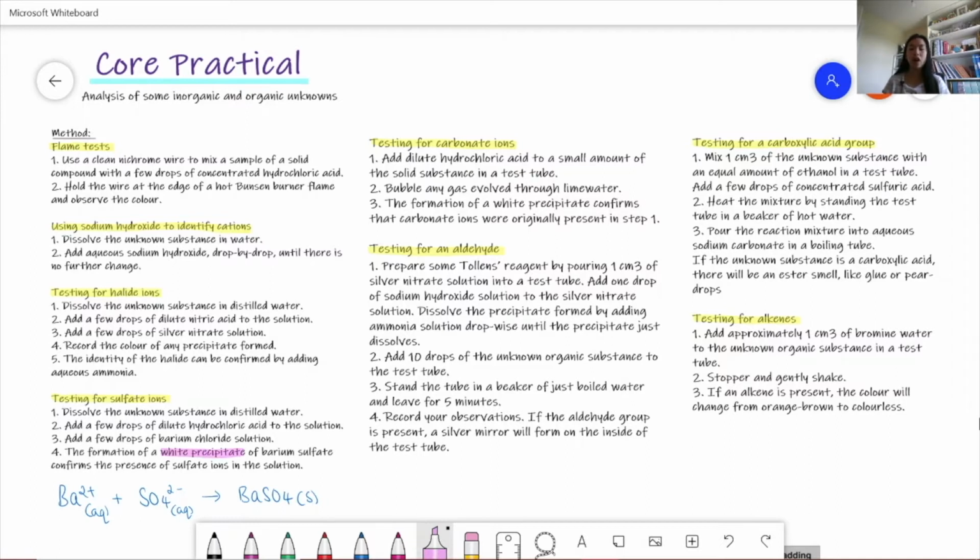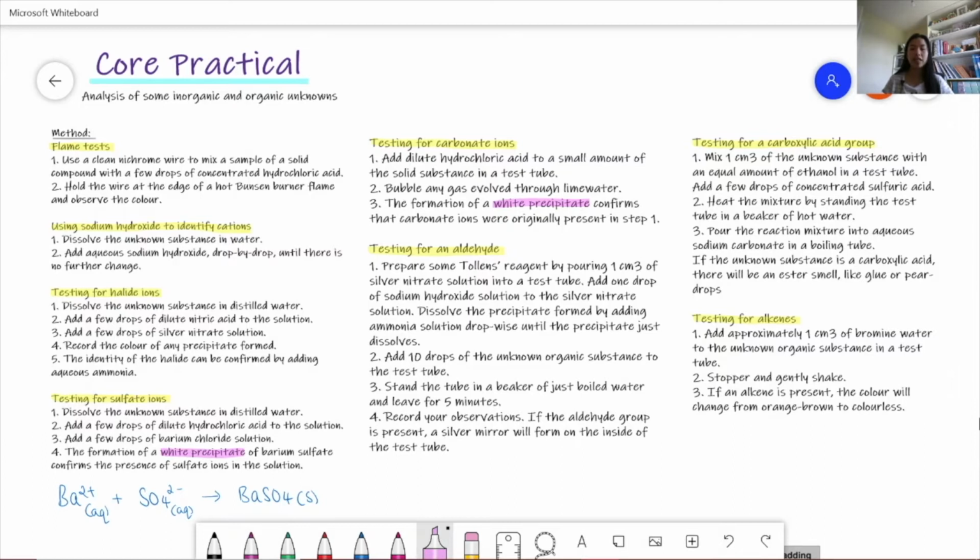And then for testing for carbonates, because we add some hydrochloric acid, whenever we add an acid with a carbonate, we can form carbon dioxide, a salt, and water. And so it's the carbon dioxide that is the gas, and this is bubbled through lime water. And we know that when we test for carbon dioxide with lime water, it should turn cloudy or form a white precipitate. And so this will confirm that we have carbonate ions in the original substance.